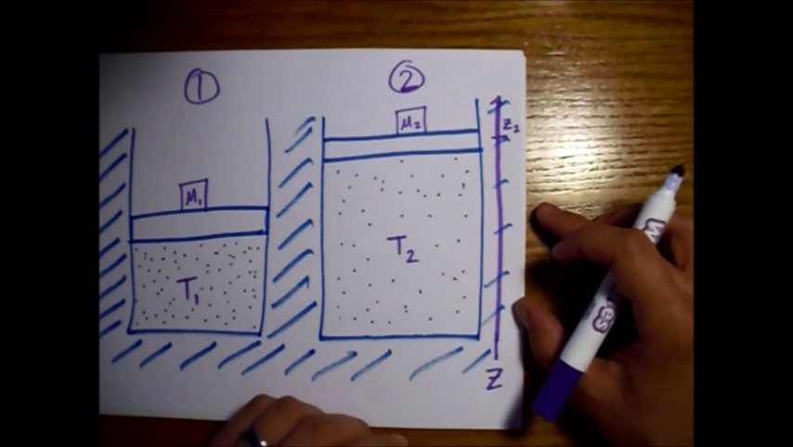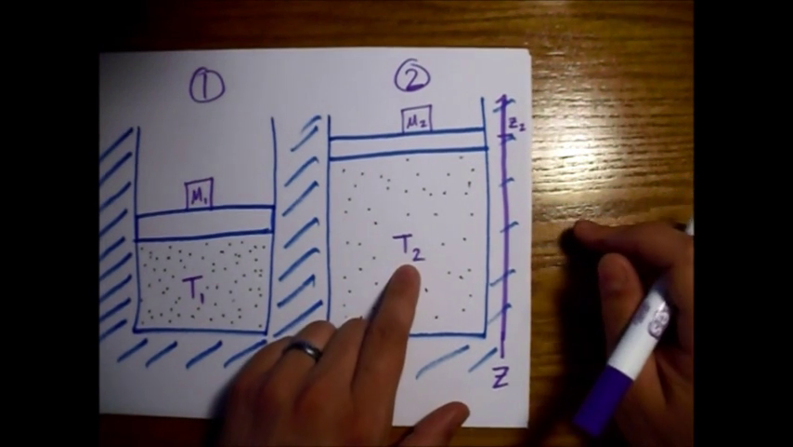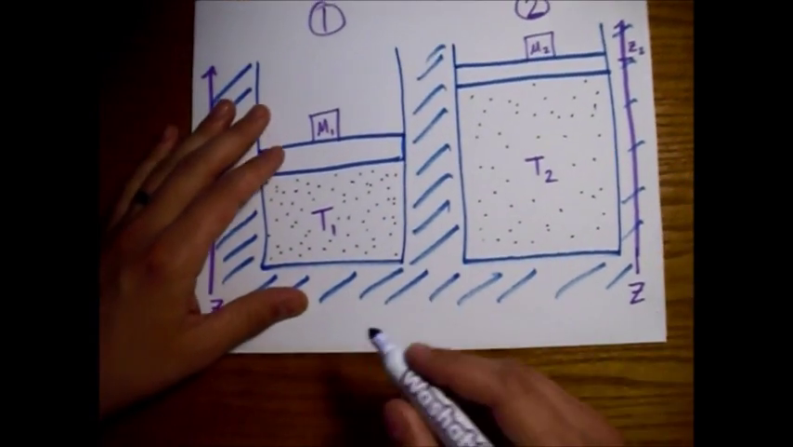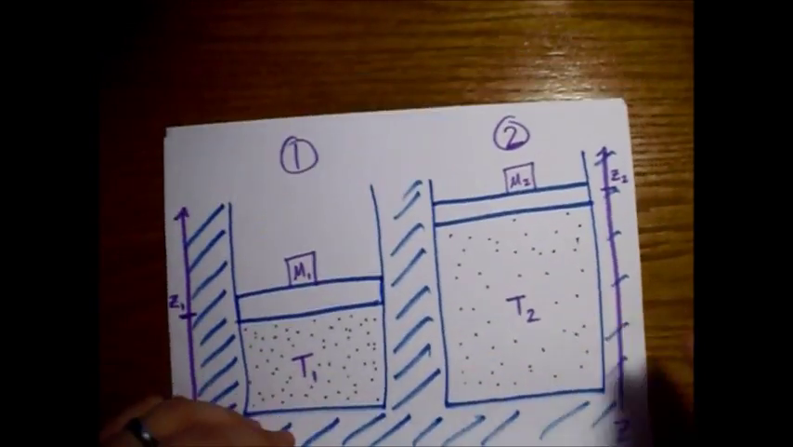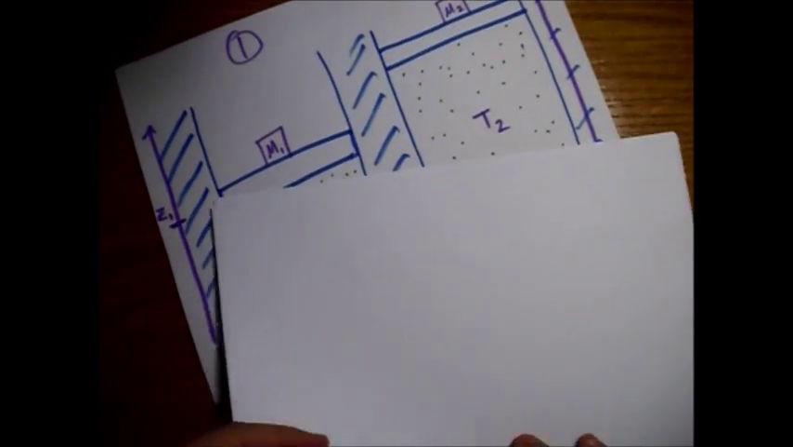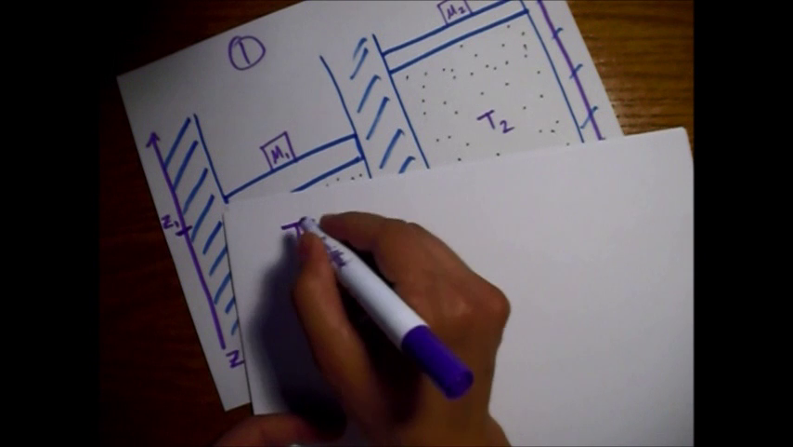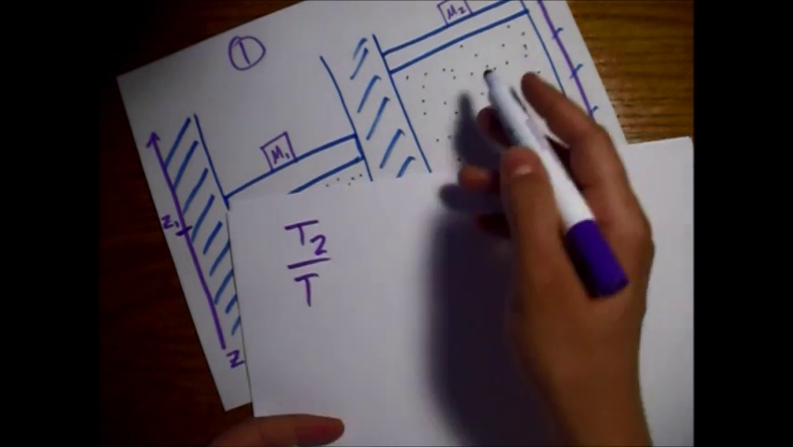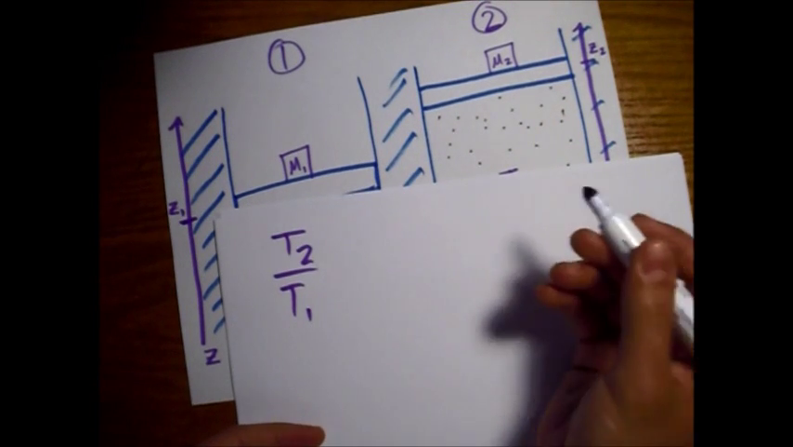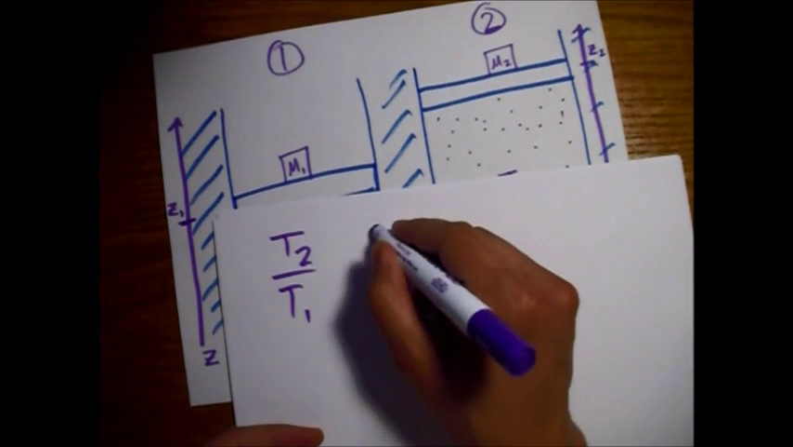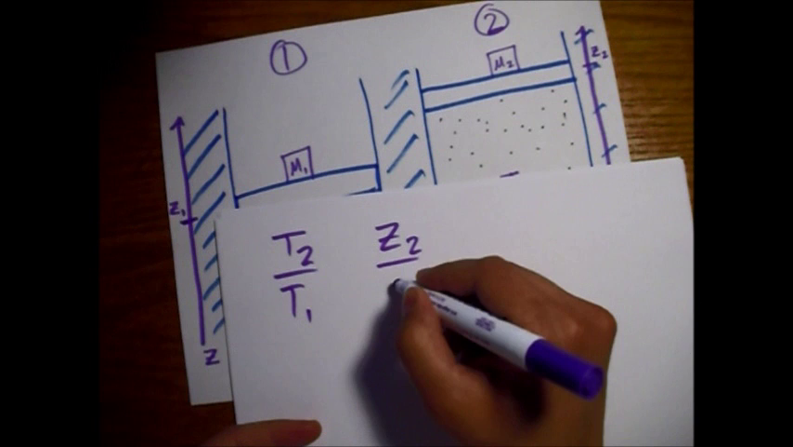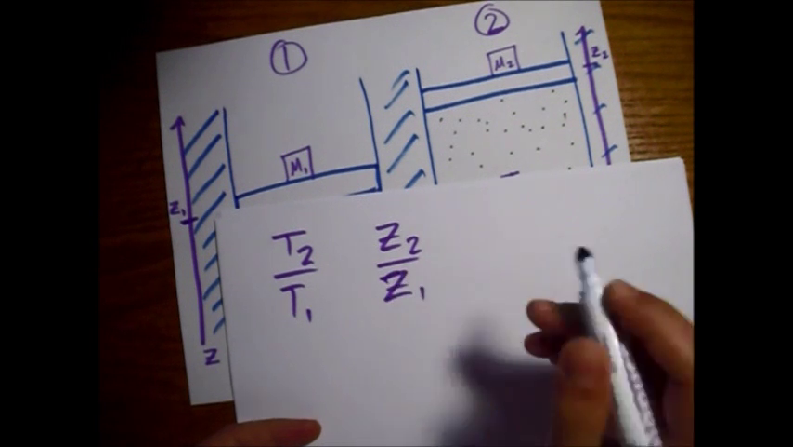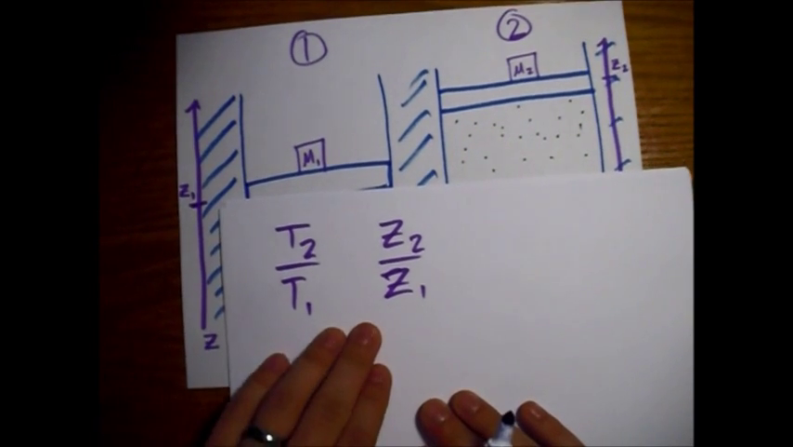So in the end, our two goals are the ratio of the temperatures, so the final temperature over the initial temperature, and also the ratio of the heights. So these are our 2 different goals.